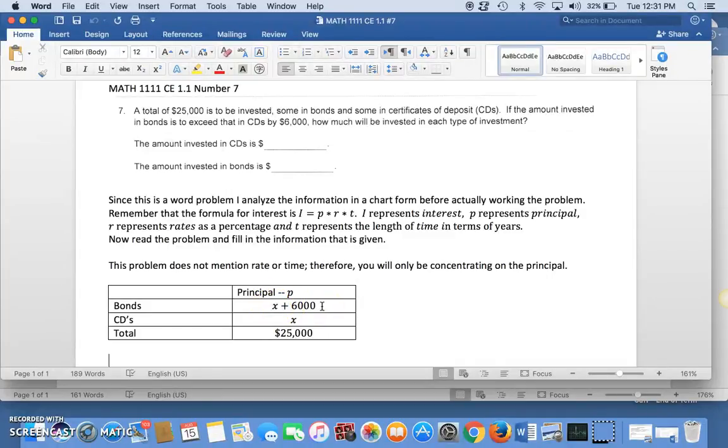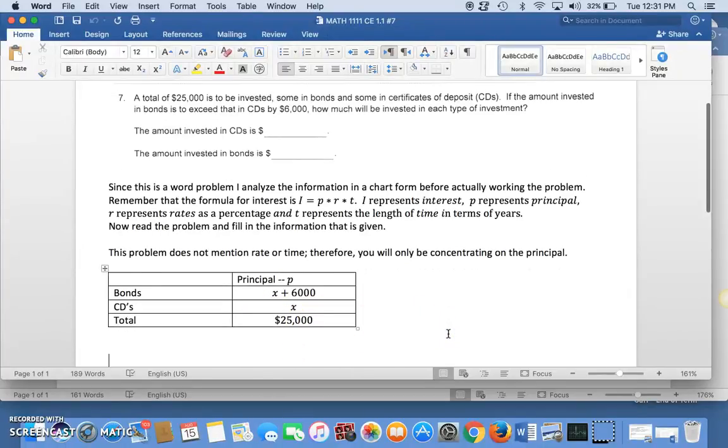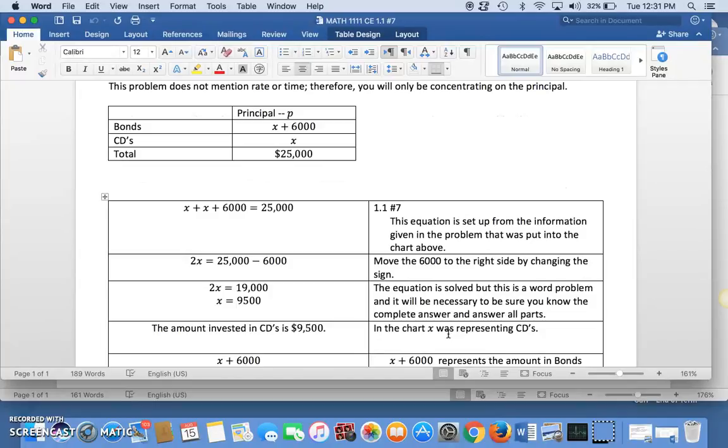It's always easier if you can work with positive numbers or positive expressions. The bonds and the CDs are supposed to total $25,000. Actually working that out, you would take the bonds plus the CDs, or the CDs plus the bonds, equals 25,000. So we get 2x equals 25,000 minus 6,000. 2x is 19,000. Divide by 2, we get 9,500. 9,500 is the amount invested in CDs.